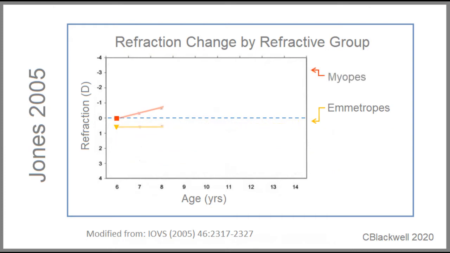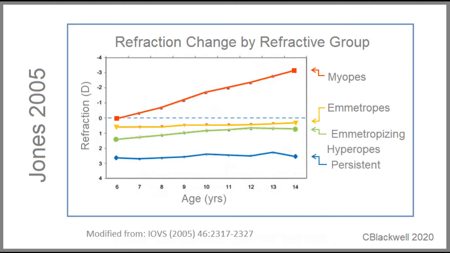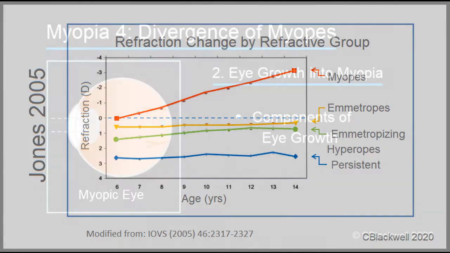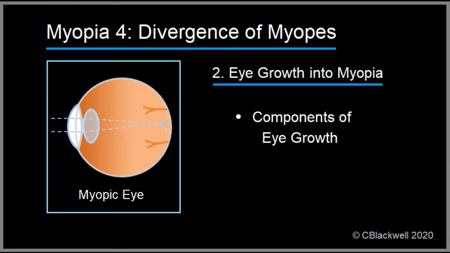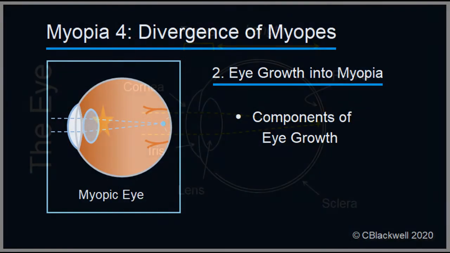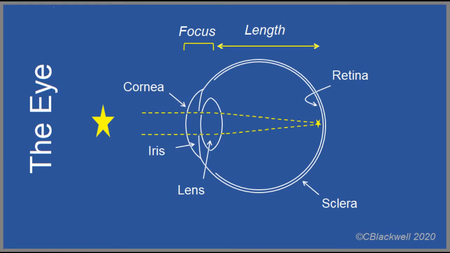Emmetropes and myopes both started out close together, near zero. Emmetropes changed very little, while myopes progressively increased in degree. The authors asked, what was the source of the refractive change within each group? To do this, they measured the changes in the components of focusing power and axial length.